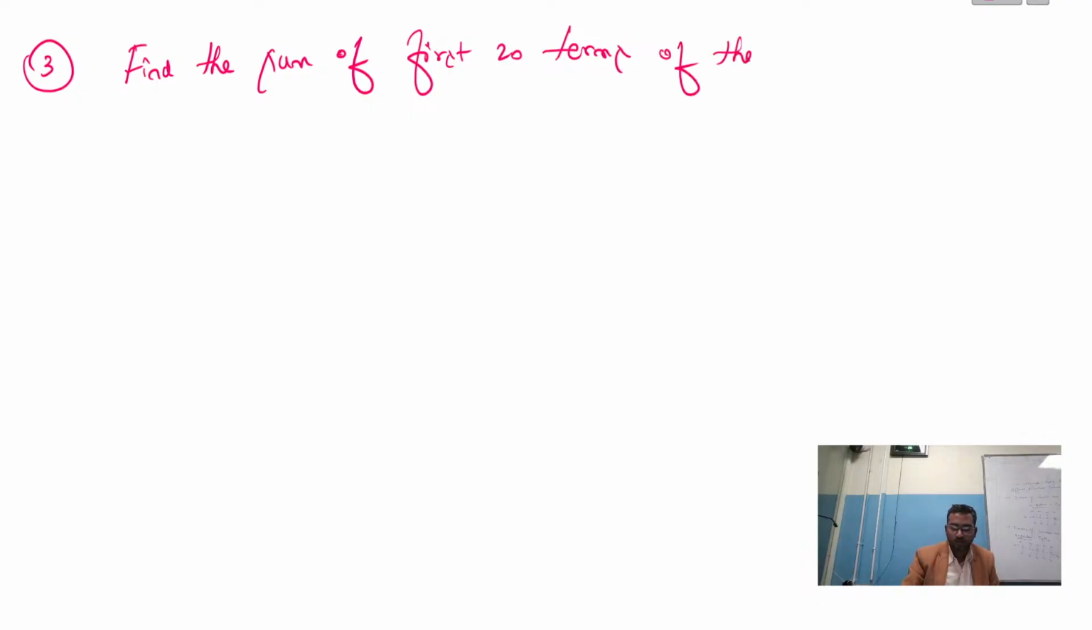Can you solve this problem right now? Find the sum of the first 20 terms of the arithmetic progression, the AP 11, 15, 19, 23 and so on. Can you try for this? Find the sum of the first 20 terms of the given AP 11, 15, 19, 23 and so on. You can just try, as you know the earlier problem we have done is related to this.